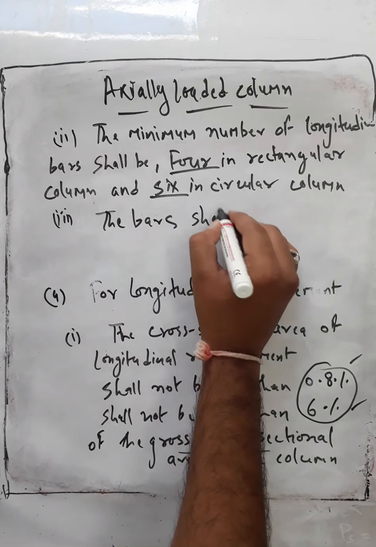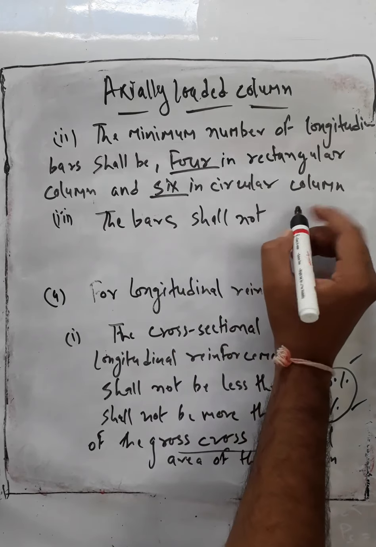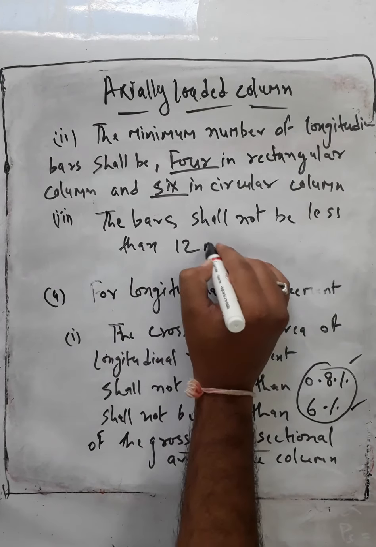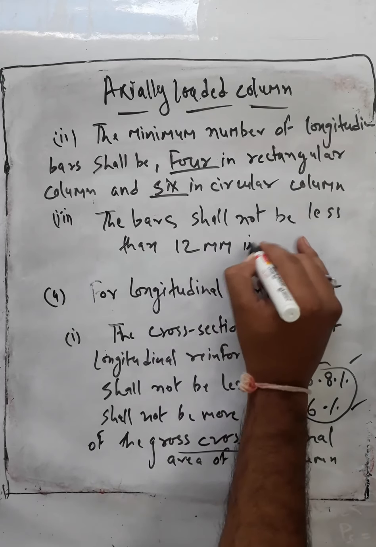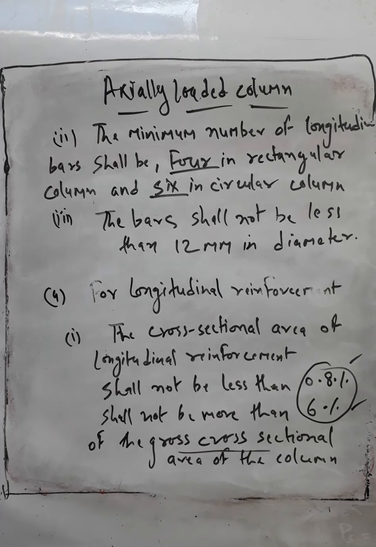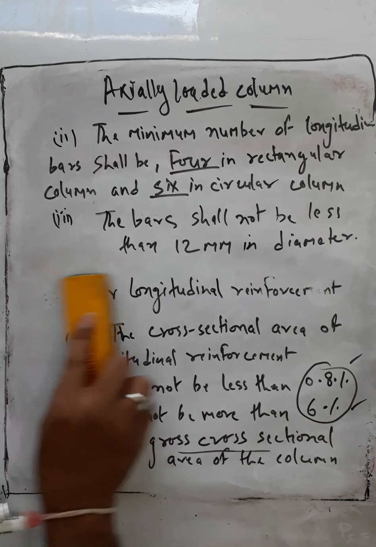Point number 3, the bars shall not be less than 12 mm in diameter. Okay, the bars shall not be less than 12 mm in diameter. This part of column is directly asked in competitive examinations. The minimum diameter of bar in case of longitudinal bars in column is 12 mm.